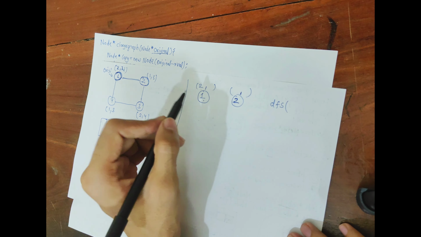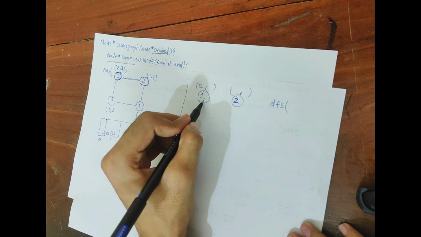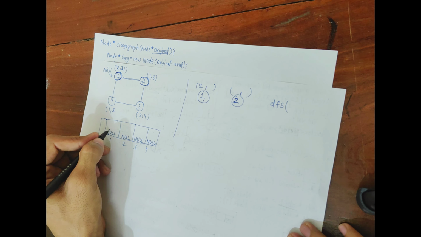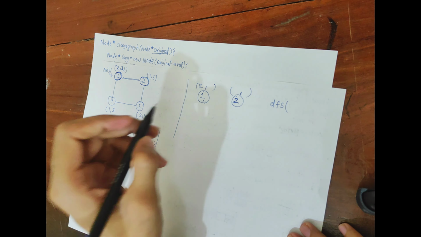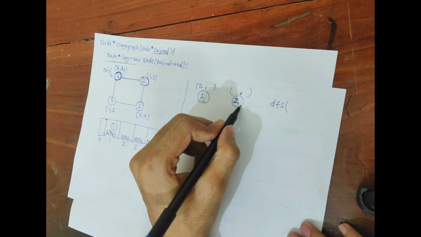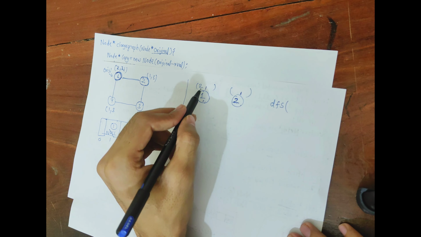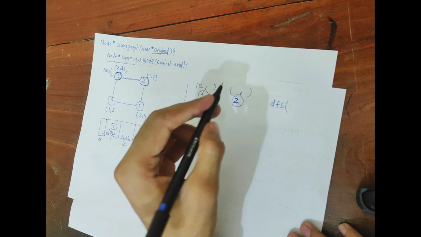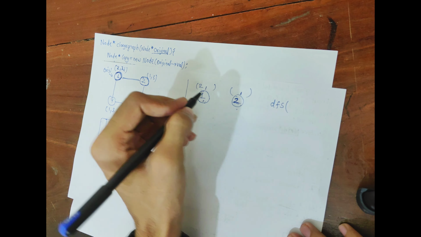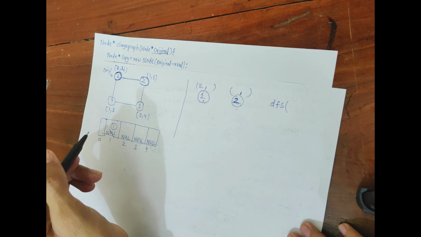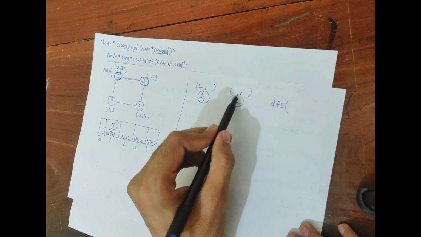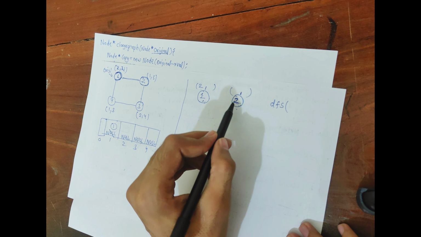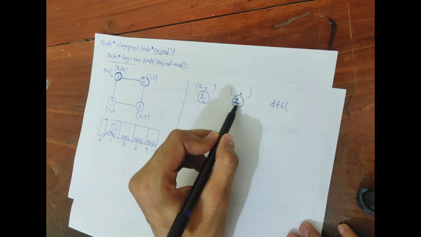Now I am at this point, so first of all I will create it, then I will store this address into this, and then I will create the second one, and then I will put this address into 1's neighbor, then I will do a recursive call. Now I am at this point, and now I will check 2's neighbor.